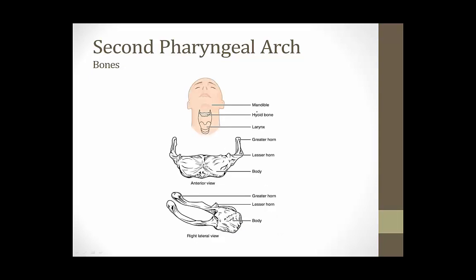Your hyoid bone is found in your neck, as shown in this picture here. It contains a body, a lesser horn, which comes from the second pharyngeal arch, and also a greater horn. So the second pharyngeal arch gives rise to the lesser horn and also a little bit of the upper portion of the body. The rest of the hyoid bone comes from the third pharyngeal arch, which we'll talk about in a minute.